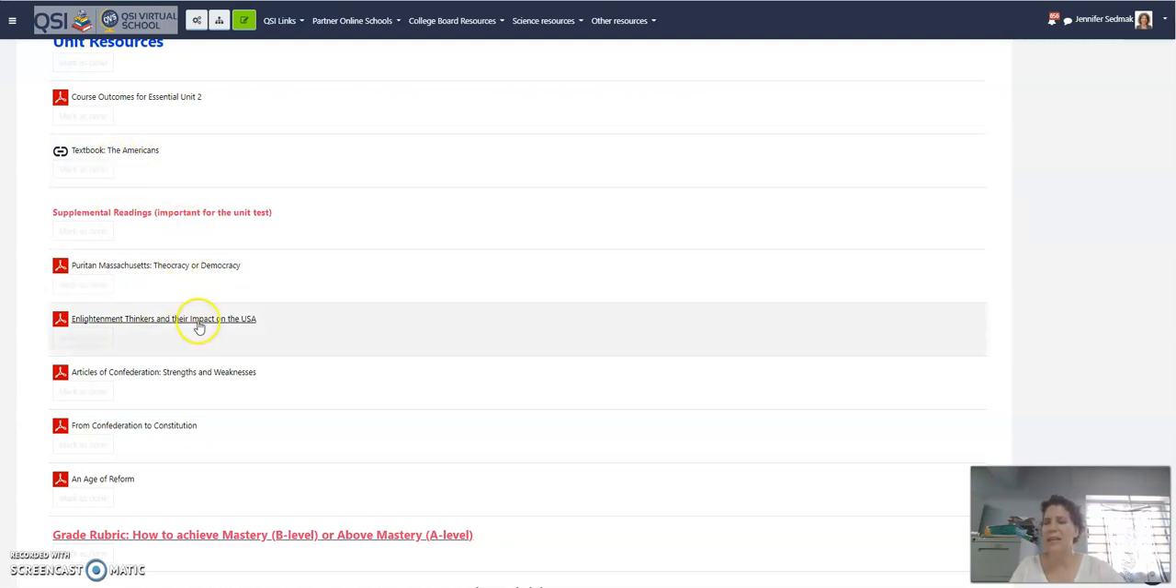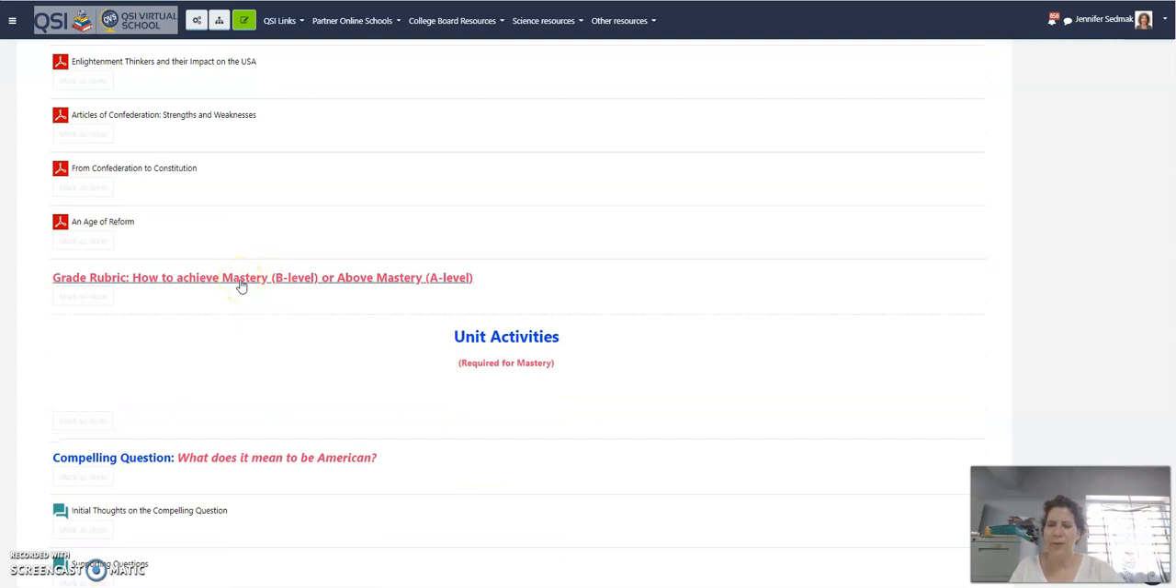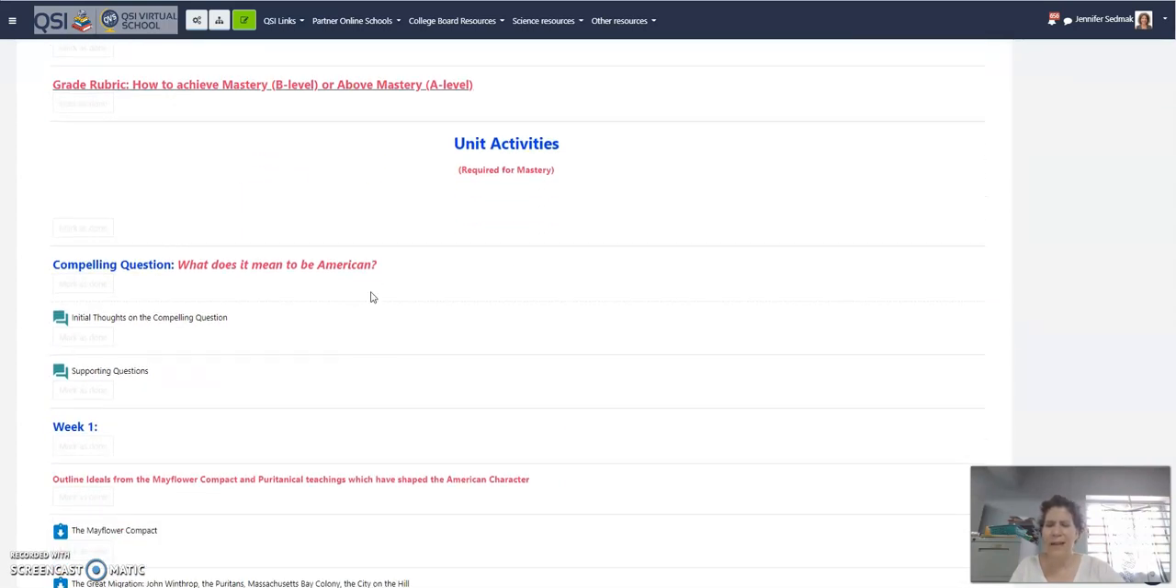So the textbook is here. Here's some supplemental readings that'll be really relevant for the unit test at the end, okay? Here's that rubric, how to achieve mastery B level or above mastery A level. And then finally, moving down to the unit activities, here's the compelling question. What does it mean to be American?